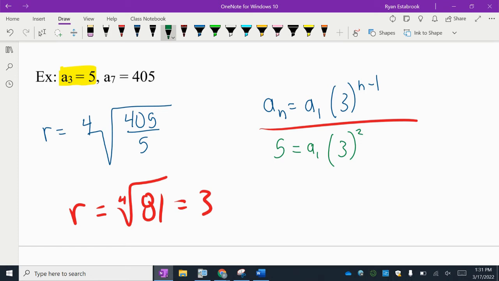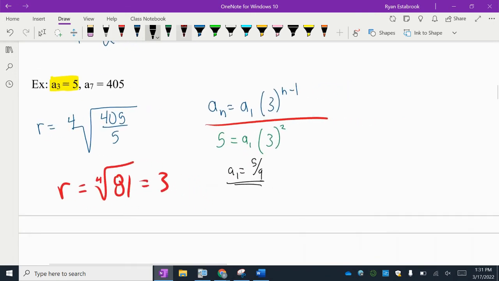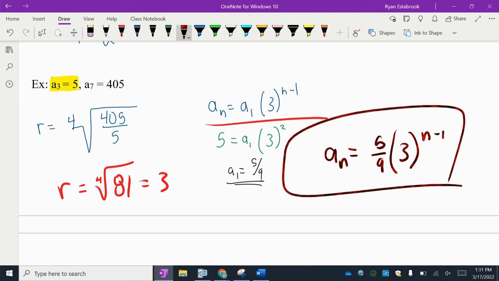3 squared is 9. Great. A times 9 equals 5. Divide both sides by 9. So a sub 1 equals 5 over 9. Final answer then, a sub n is equal to my first term times the ratio of 3 to the n minus 1.